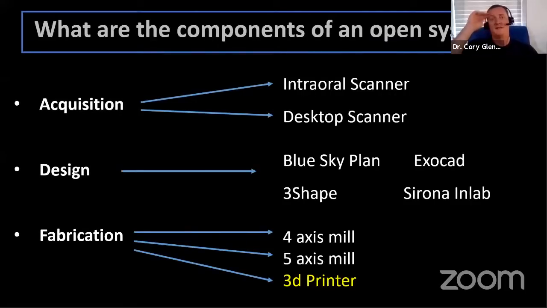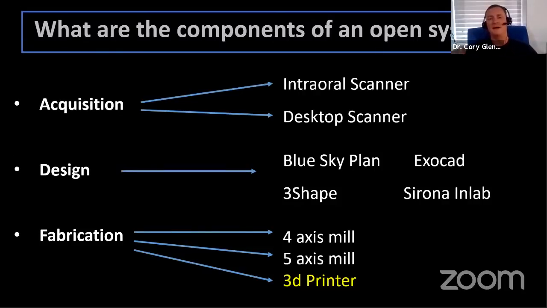So what are the components of that open system? Well, first of all, you've got to acquire data. So that's either going to be in the form of an intraoral scanner or a desktop scanner. Obvious advantage to an intraoral scanner is that it's quick. You've got immediate feedback and it's already digitized and you just go. The one people don't think about most often is the desktop scanner, though.